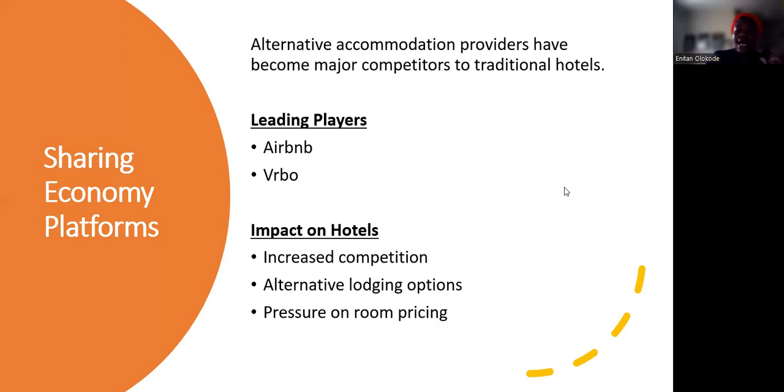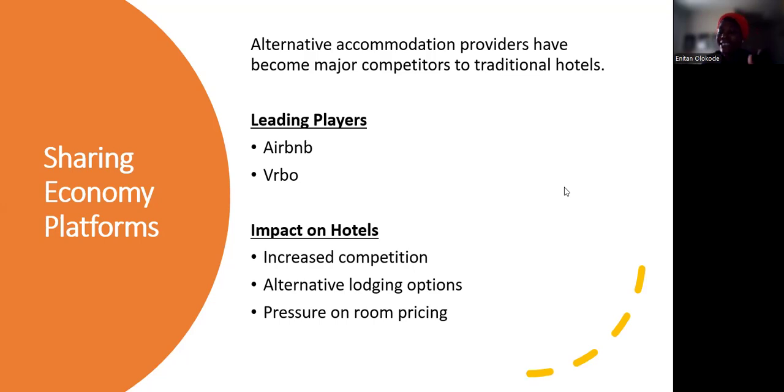Then we have our sharing economy platforms. This emerged as one of the most disruptive forces in the hospitality industry. And we call it disruptive because traditionally we have hotels as the major accommodation facility. But right now, the Airbnbs are leading. The serviced apartments are leading. And that is why it is being tagged as a disruptive force in hospitality at the moment.